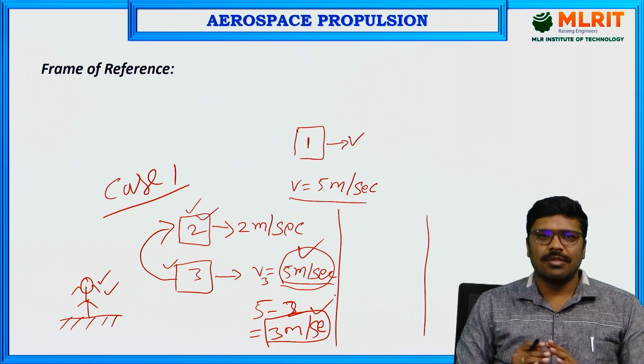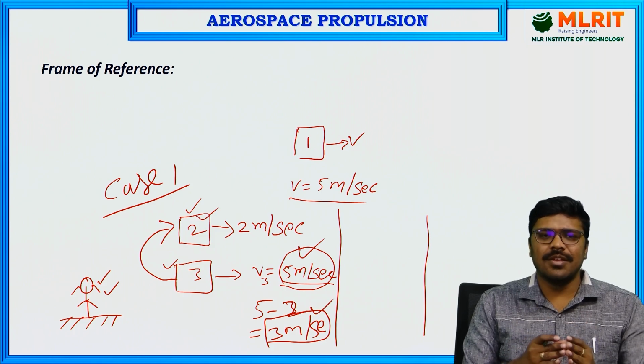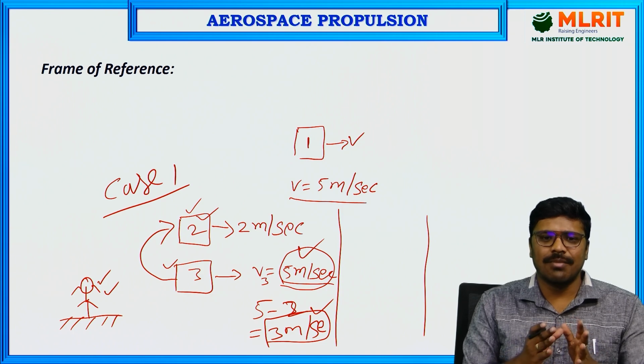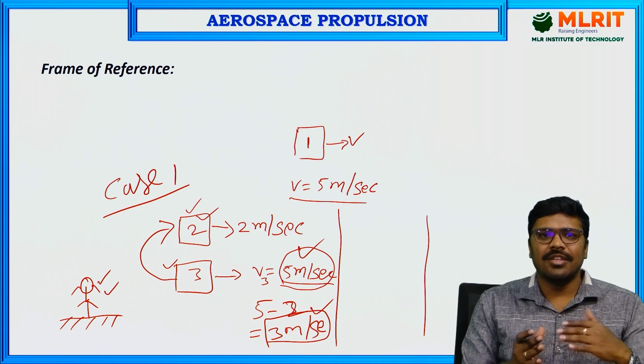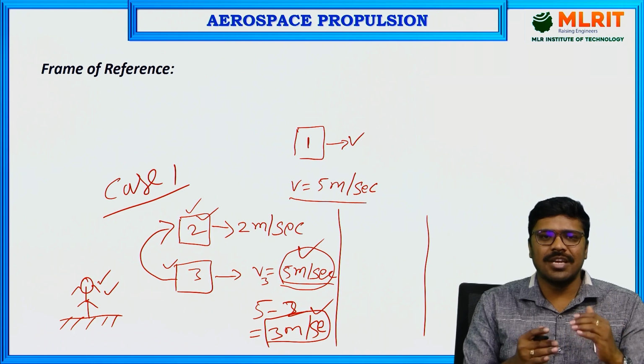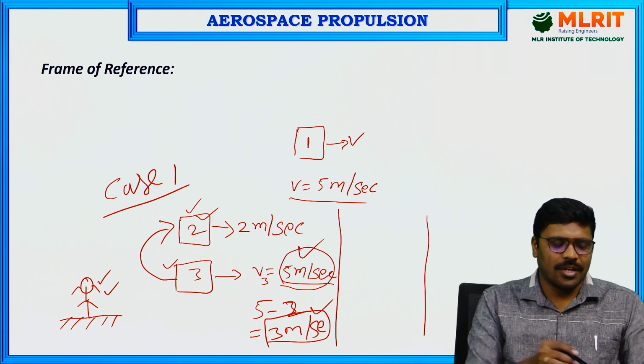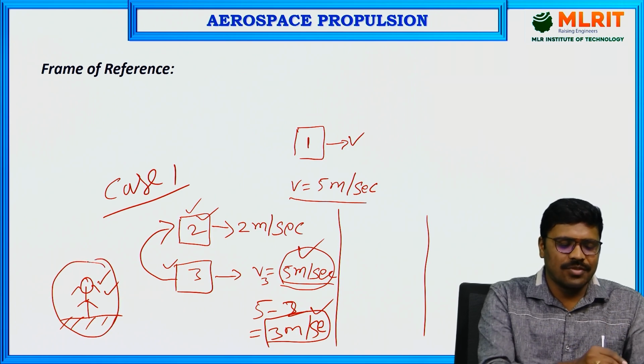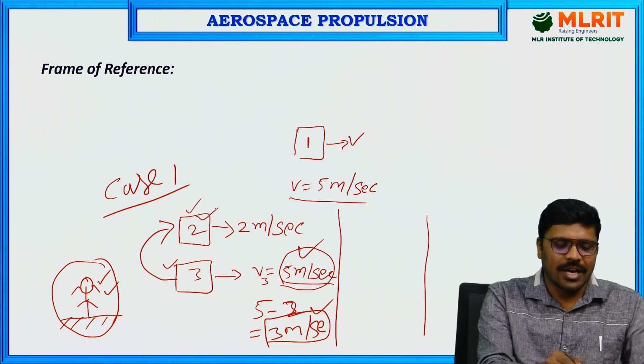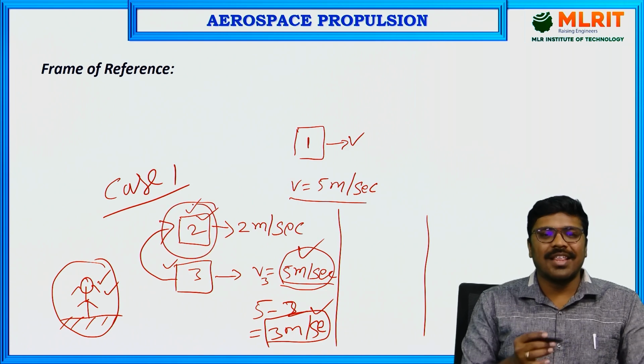That means the body is the same, and the motion of the body does not change in any manner, but the velocities change depending on the reference we consider. Here this person is one type of reference, and the second body, which is moving, is another type of reference.